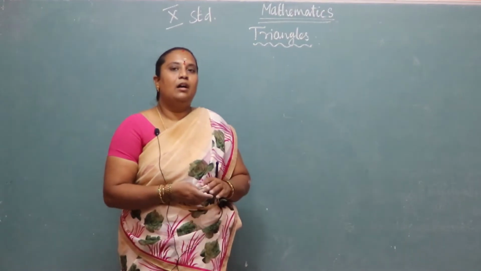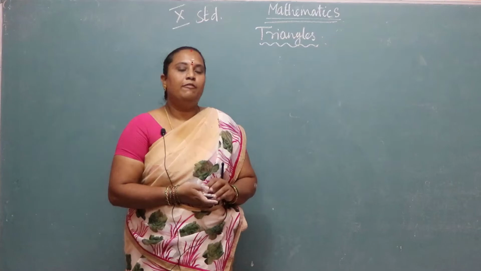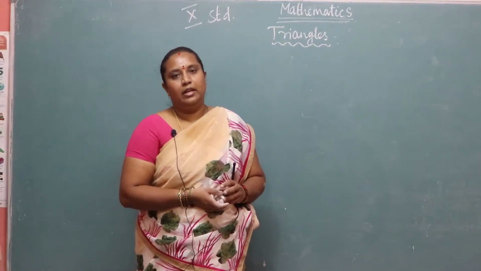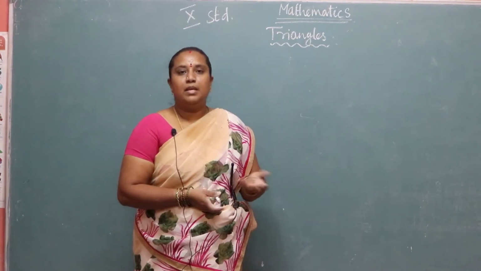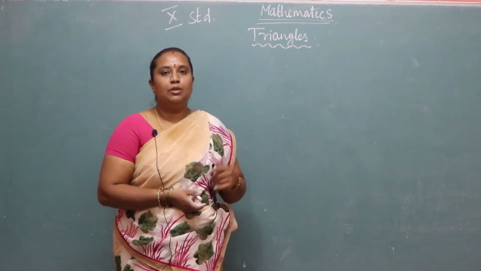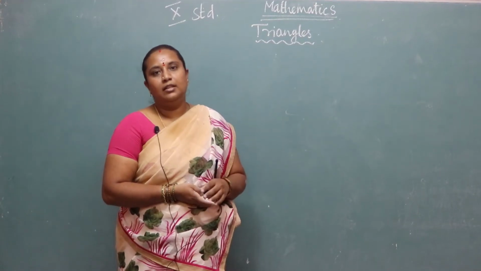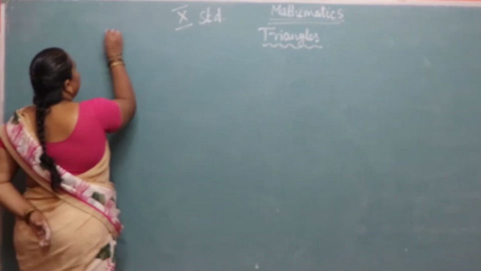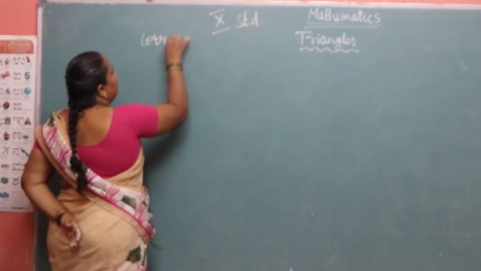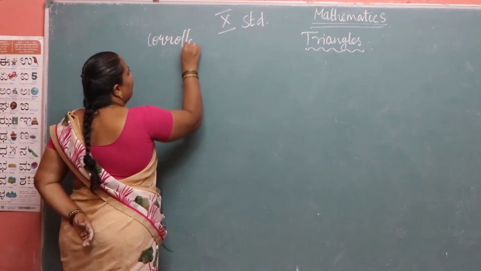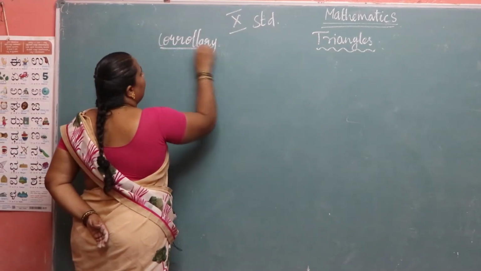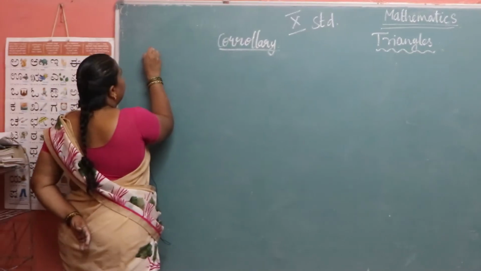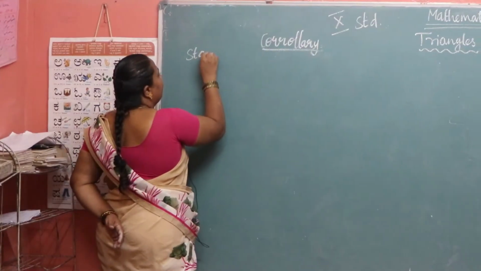So let us see now the corollary theorem of the BPT theorem, basic proportionality theorem. We already saw the basic proportionality theorem. Now in this class, the corollary theorem of the BPT theorem. Okay, see, first we should write the statement of the theorem.